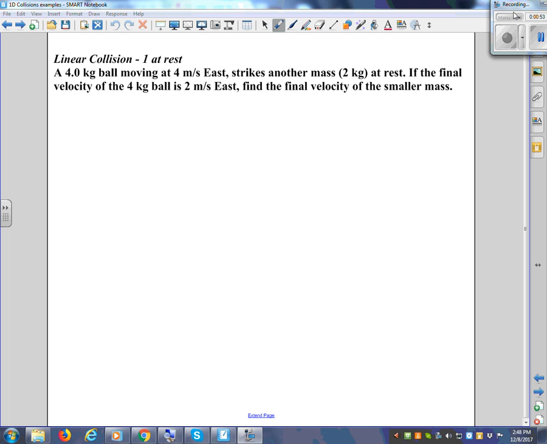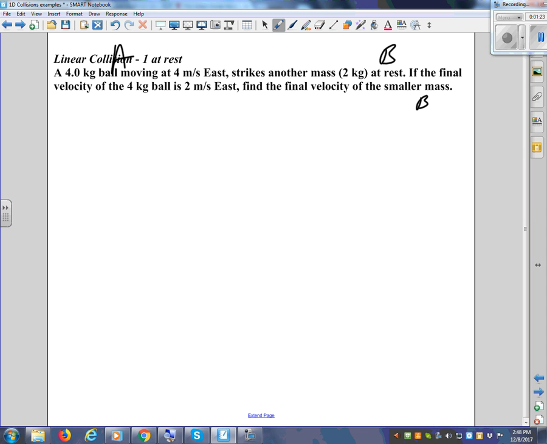Okay, so should we label these like A and B or something other? Yeah. A and B tends to work better than 1 and 2 because once you start throwing 1 and 2 and then it's another number, it can get confusing, right? So let's go with A and B. So we'll call this one A and the one at rest is B. If the final velocity of the 4 kilogram ball is 2 meters east, find the velocity of the smaller mass. Okay, so the smaller one would be the B one, right?